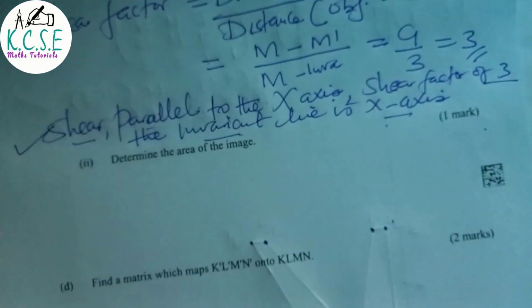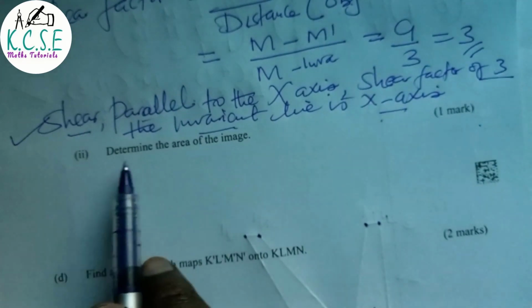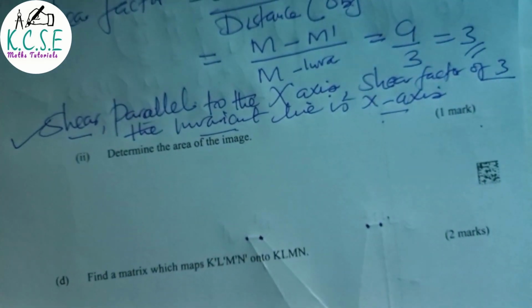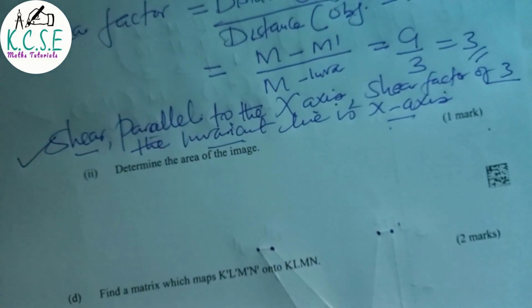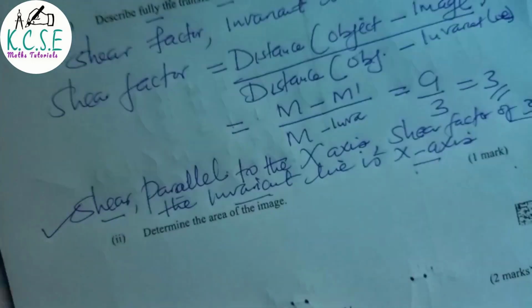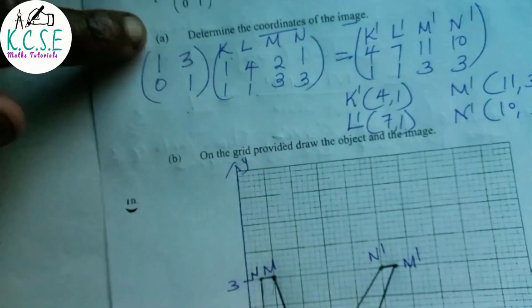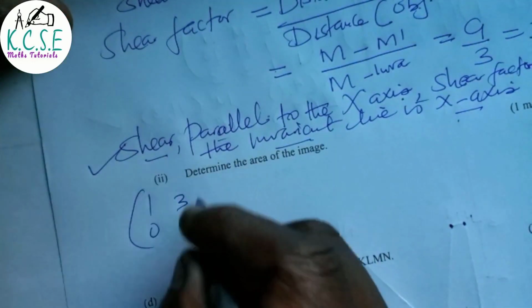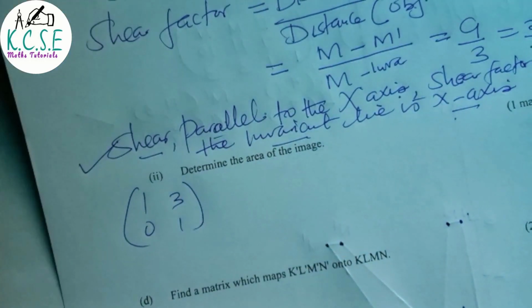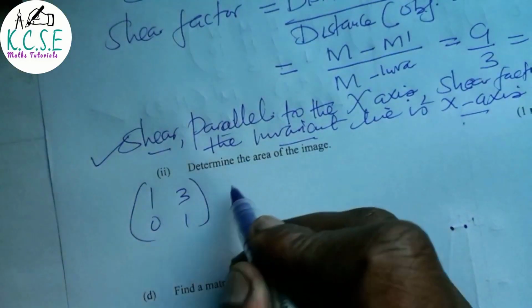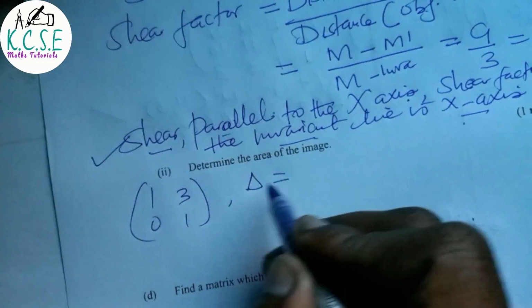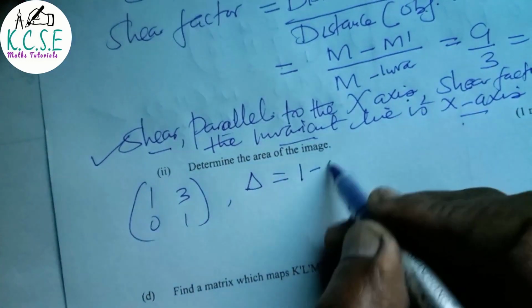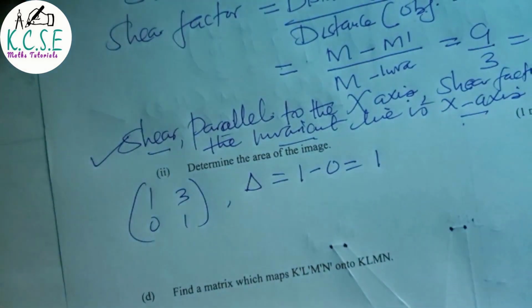That is all about that part. The other part is to determine the area of the image. Now, the basic properties of a shear, the object and the image are the same, but there's something else you can use here by just looking at the matrix of transformation 1, 0, 3, 1. The matrix of transformation gives the area scale factor. When you get the determinant, which is 1 times 1 subtract 0, the area scale factor is 1.